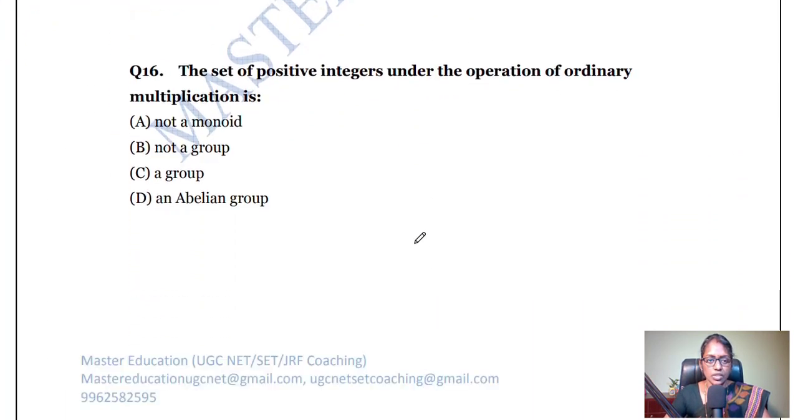The next question is about the set of positive integers under the operation of ordinary multiplication. When I am doing ordinary multiplication, this is not a monoid, not a group, not an abelian group. So first we have to know what is a monoid, group and abelian group.